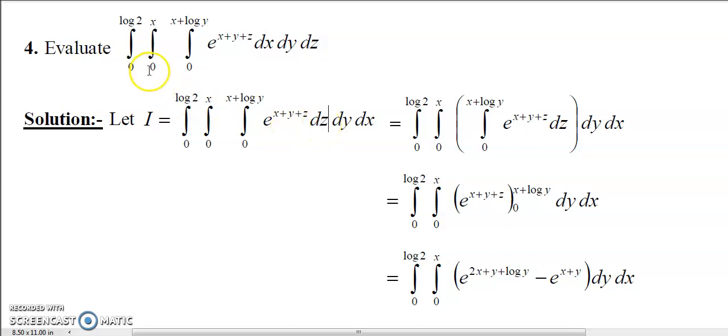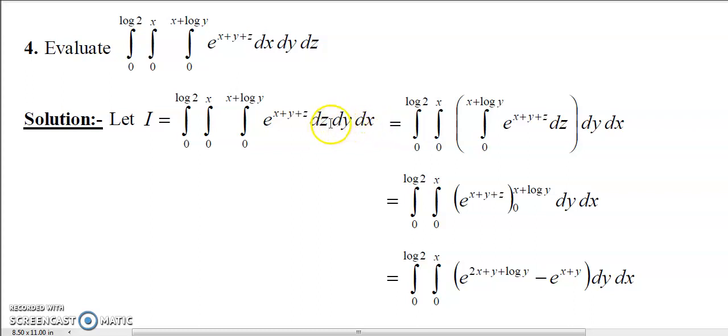Now people can have a look. My middle integral depends on x. Since my middle integral is depending on x, we need to integrate with y. So the order of integration will become dz, dy and dx. First we need to integrate with z, then with y and then with x.